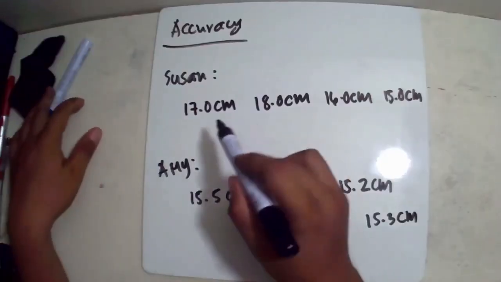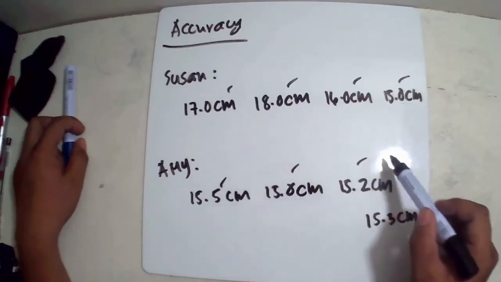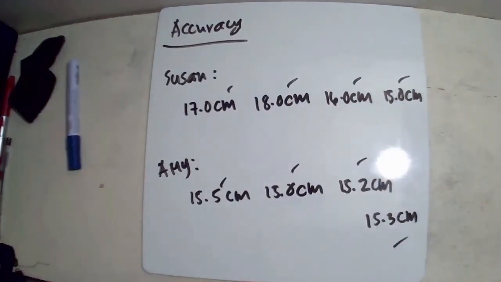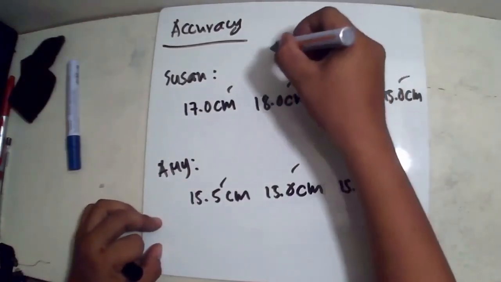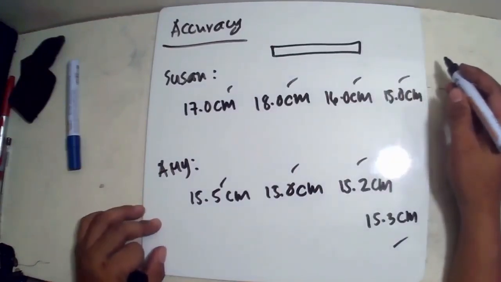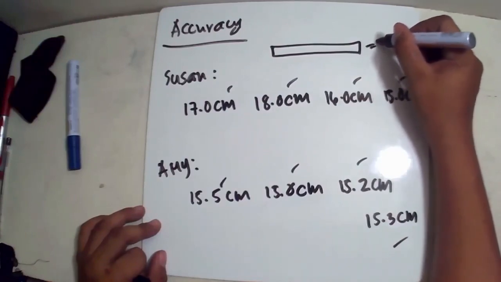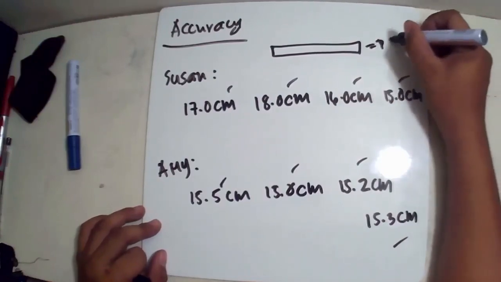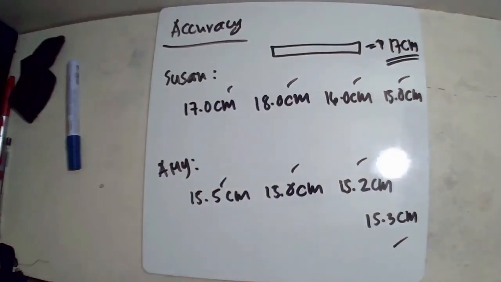So we have observations 1, 2, 3, 4. Now, in terms of accuracy, let me ask you this. For example, they are tasked to measure the length of a certain object, but the actual length of this object is, let us say, 17 centimeters.